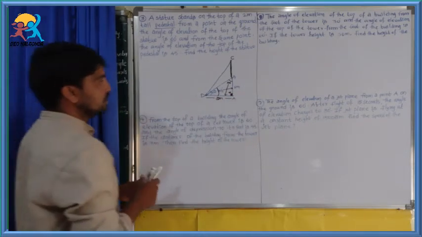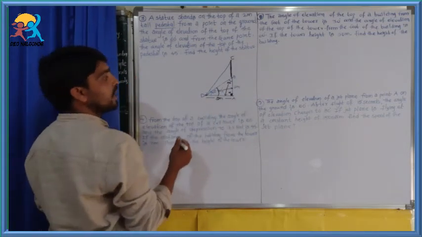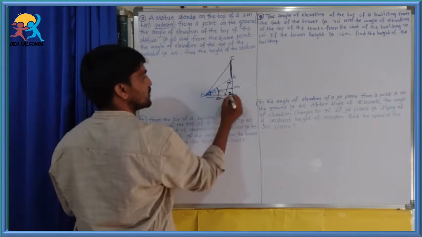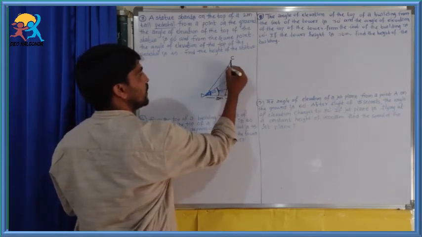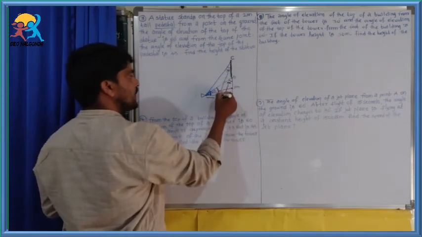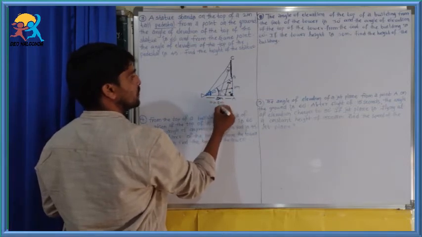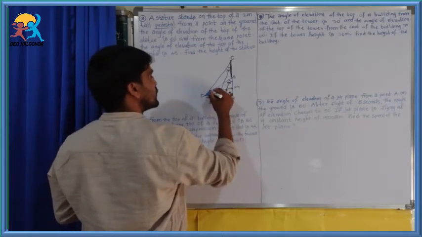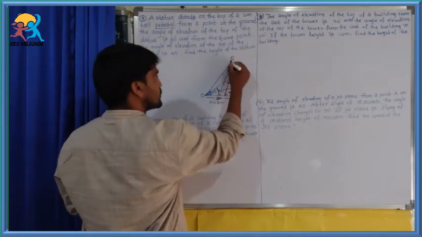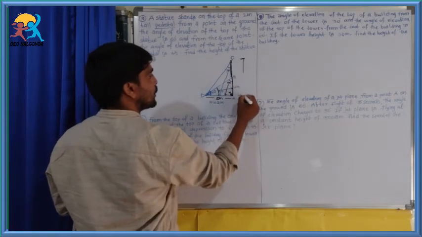Right. Now, see in triangle CDA. This is angle 60, this is angle 90, and then this is angle 30. Opposite to 30 degrees is 2 meters. That is, 1 unit value is 2 meters. Then opposite to 60 degrees is AC. Then this value is 2 root 3 units.